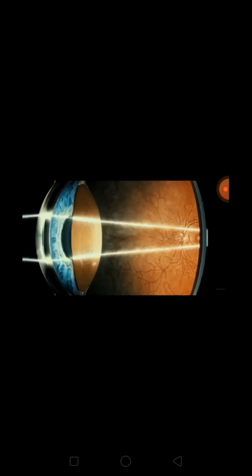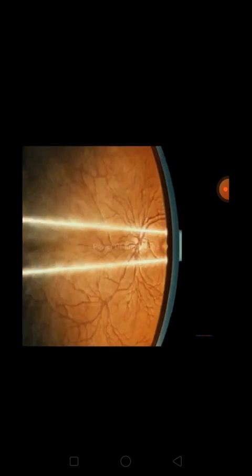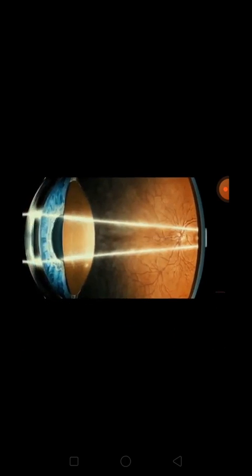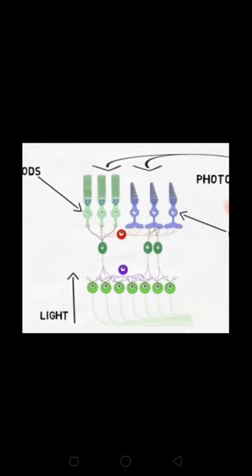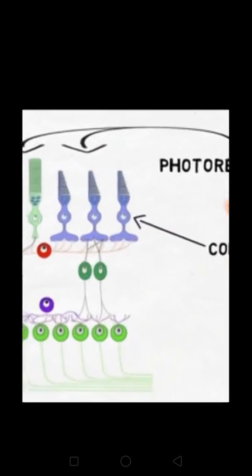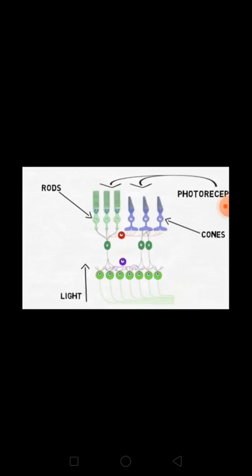The retina contains millions of light sensitive cells called photoreceptors. These cells are known as rod cells and cone cells. The rod cells are sensitive to different intensity of light, whereas cone cells are helpful in perceiving color. Over here, these are the rod cells, whereas these are the cone cells. This is how rod cells and cone cells appear.